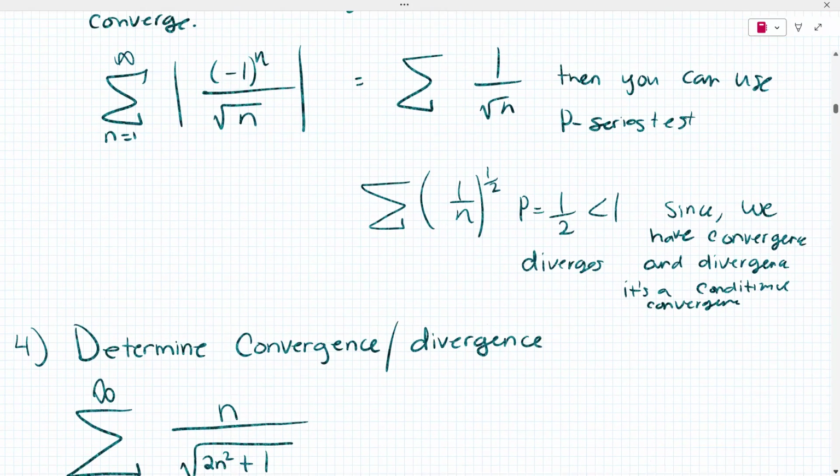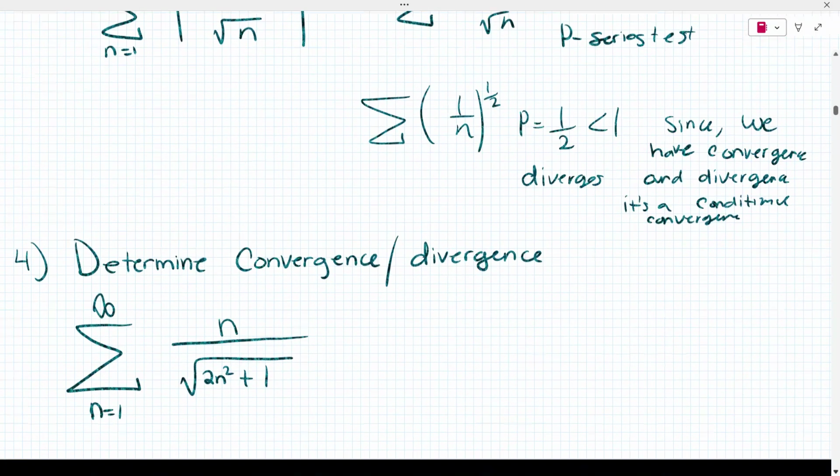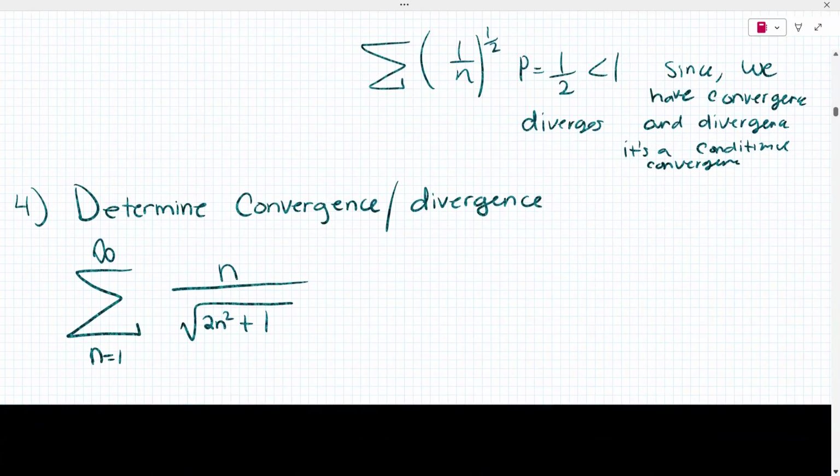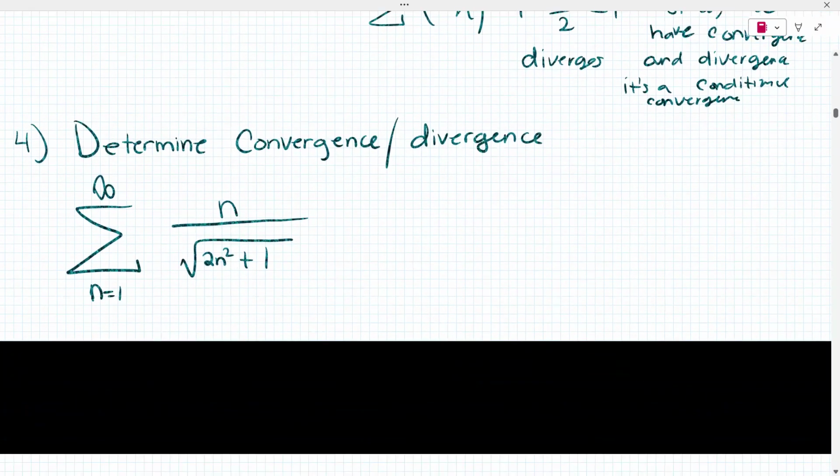Okay, let's move on to 4. Number 4 says determine if it converges or diverges. We have the summation from n equals 1 to infinity of n over the square root of 2n squared plus 1. So which test shall we use?